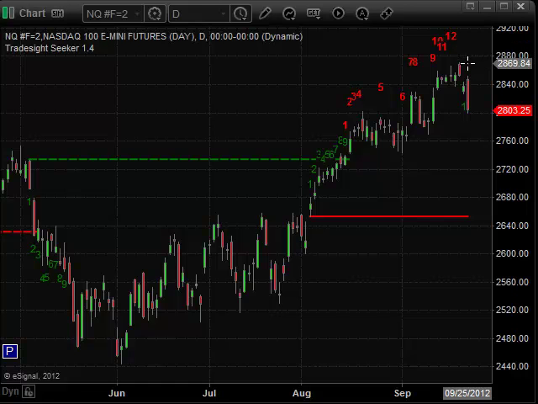So if this break doesn't really materialize into something to the downside just yet, at the next retest of this high up here, we're going to get our exhaustion signal, and then we'll have high probability shorts.